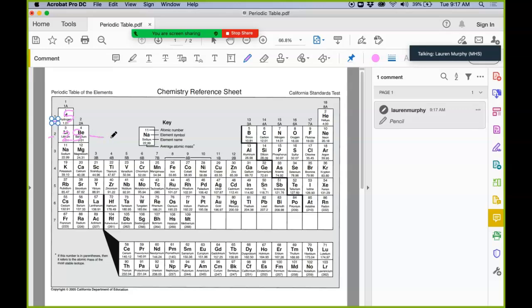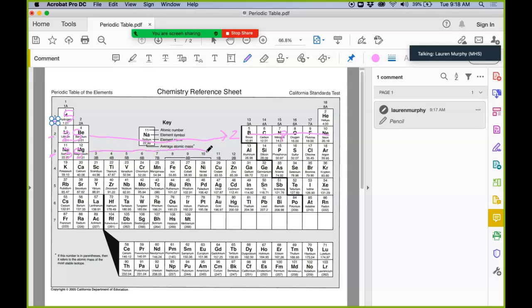Then we keep reading like a book. What energy level are we on? 2, right? We're still on the second row. What block is this? I'll wait. Anybody? P. So these are all 2p elements. All of them 2p. Okay, what row are we on? 3. What block is this? S. So these are 3s elements.